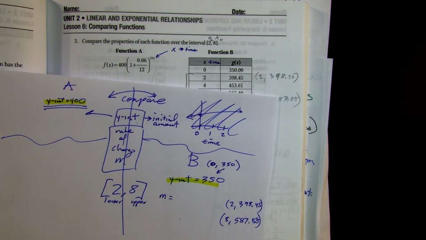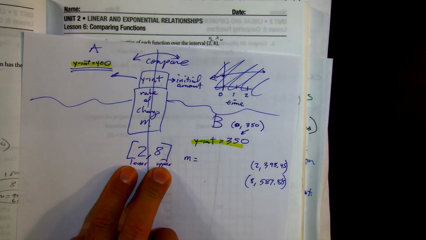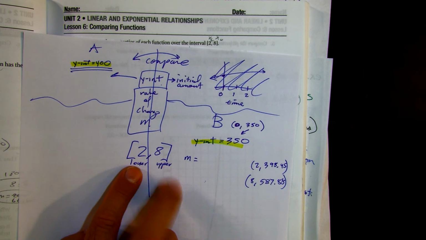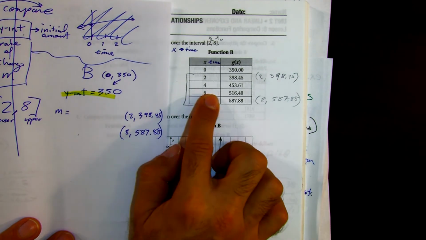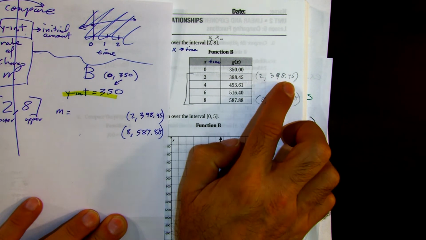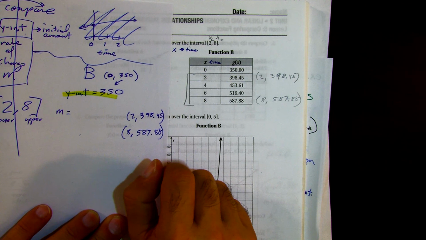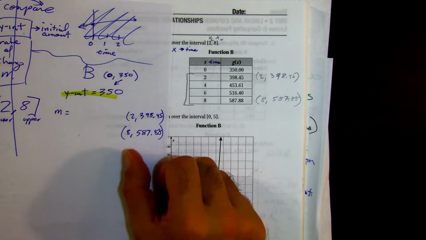Okay. So because I have those 2 points, those are the 2 points that are in my lower and upper boundary for my interval. So the interval just tells you what x values to look at. So since it's between 2 and 8, what I did was I went to the table and I said, well, (2, 398.45) is a point. (8, 587.88) is a point. So those are the 2 points I'm going to find my slope in between.